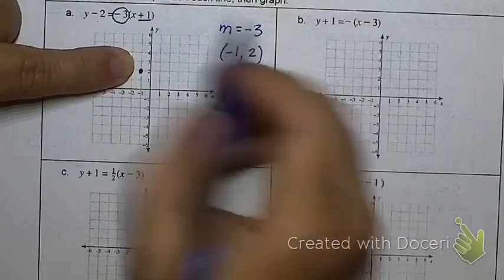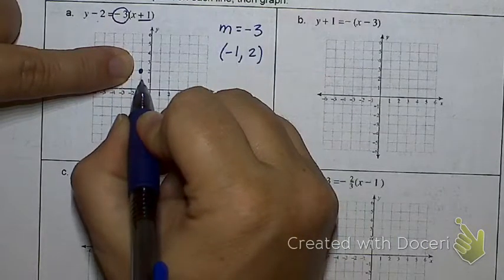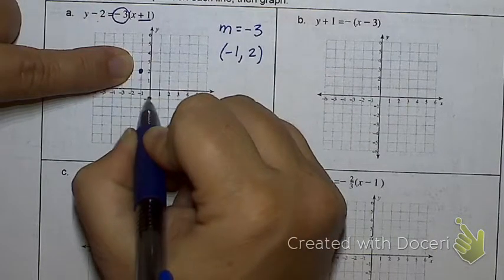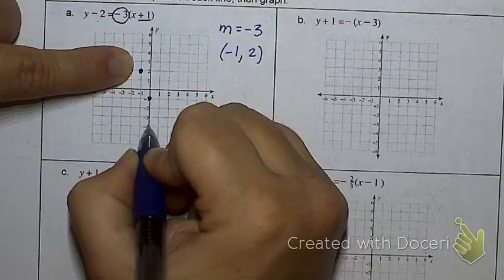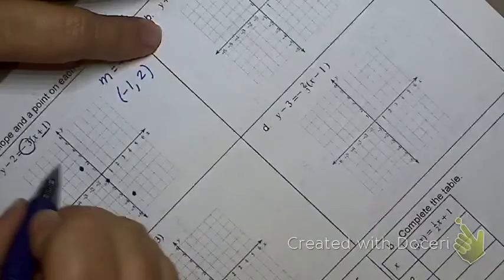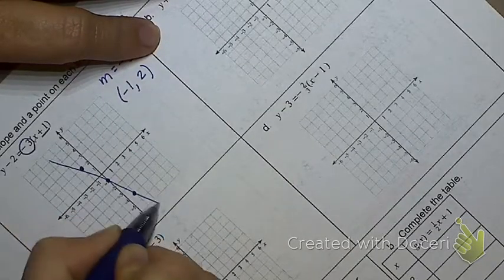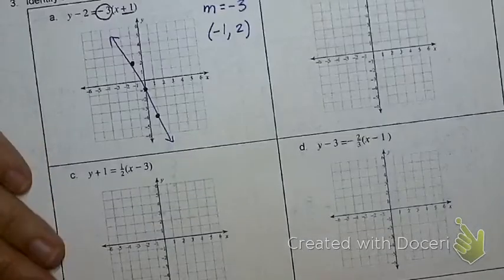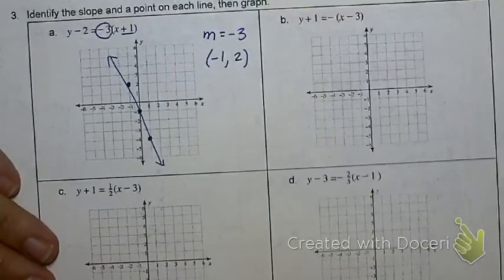My slope is -3, so what do I do? Down 3, right 1. Down 3, right 1. I'm not going to worry about using a ruler right now, because since you're doing this on the computer, you'll have a straight line no matter what you do, right? So that's about what your line should look like.